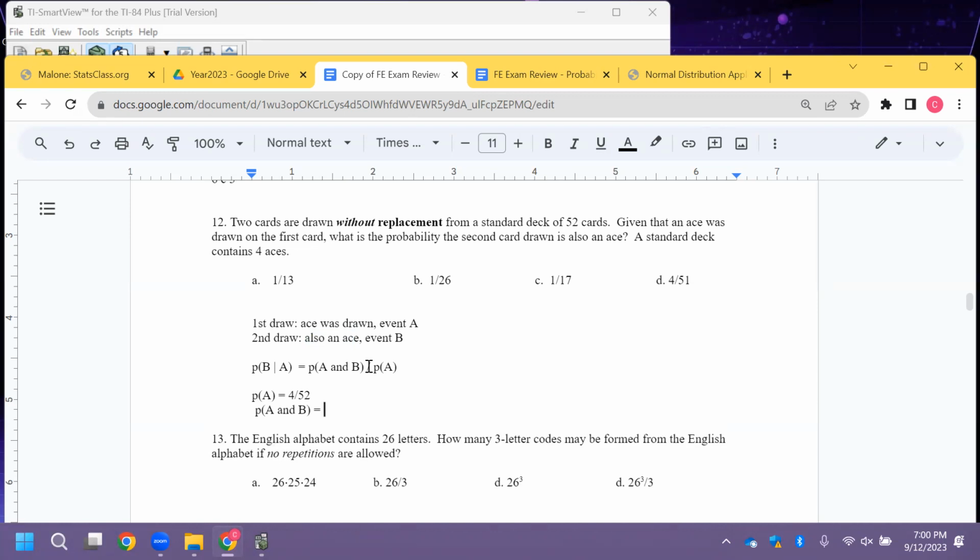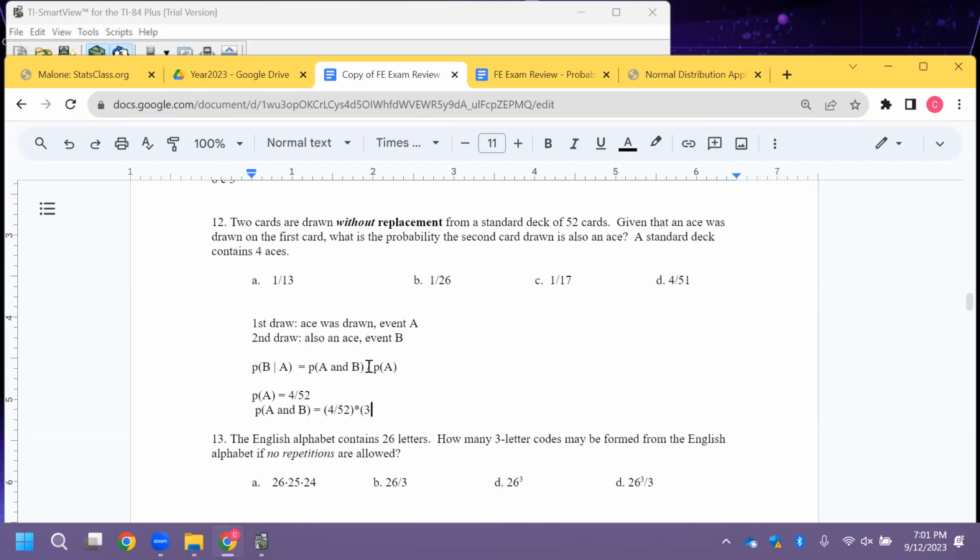Okay, the probability that I get an ace on the first draw and I get an ace on the second draw. Well, the probability that I get an ace on the first draw is 4 out of 52 again. And getting an ace on the second draw, we're going to multiply these two probabilities together.